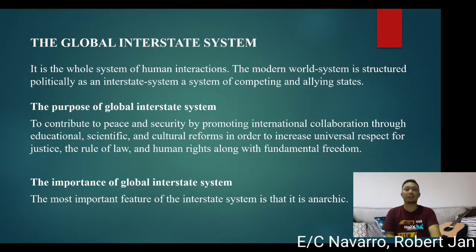It is the whole system of human interactions. The modern world system is structured politically as an interstate system, wherein a system of competing and allying states. Political scientists commonly call this the international system, and it is the main focus of the field of international relations. Examples of global interstate system include epidemics, finances, cities, the internet, trade system, and so on.